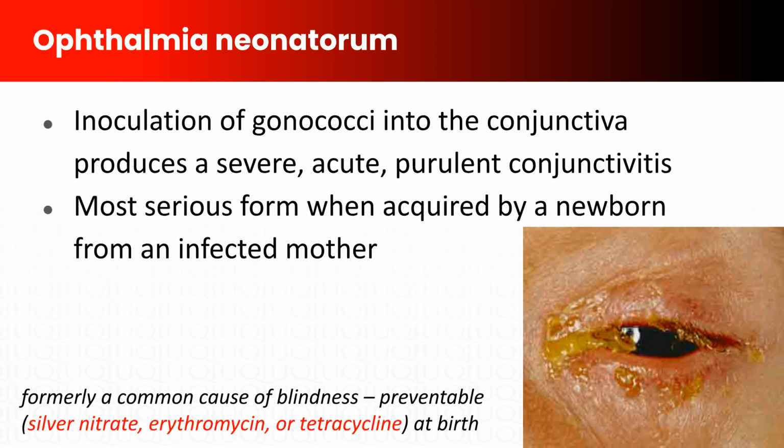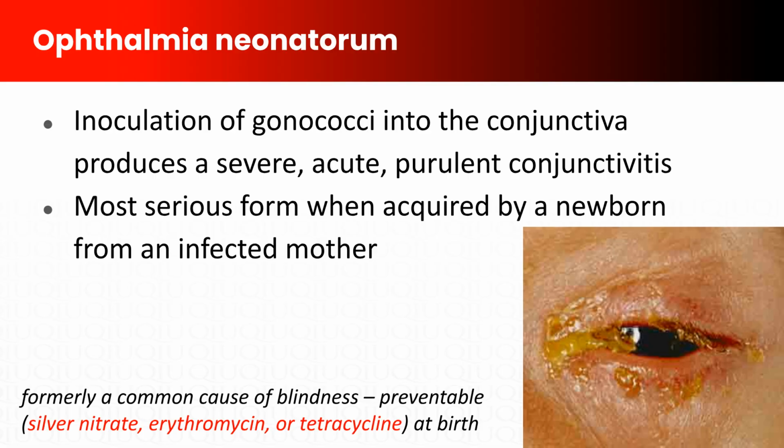This occurs when a newborn's eyes are inoculated with Neisseria gonorrhoeae during passage through the birth canal of an infected mother. Remember, many women with gonorrhea are asymptomatic, so the mother may not know she's infected at the time of delivery. When gonococci contact the newborn's conjunctiva, the mucous membrane covering the eye and inside of the eyelids, they cause an acute, severe, purulent conjunctivitis.